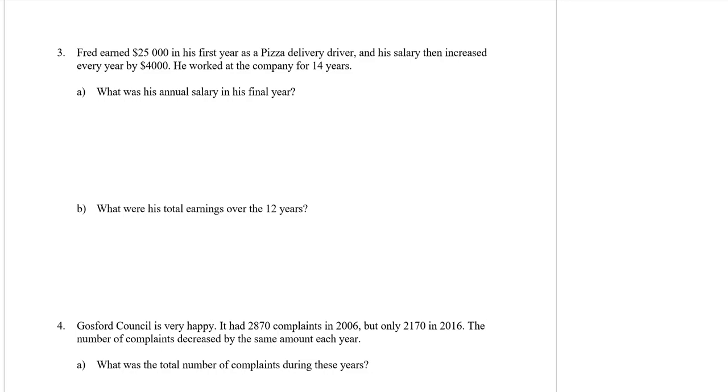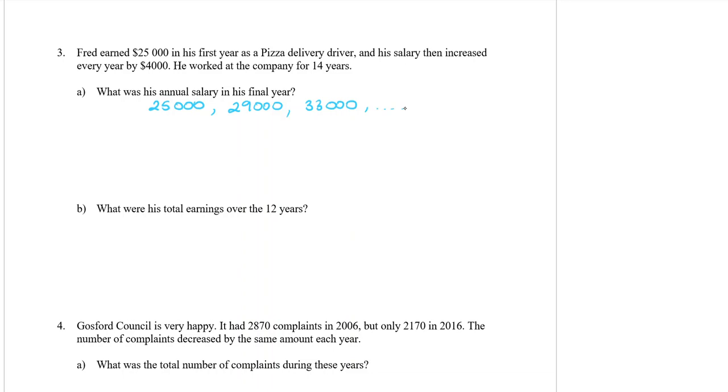Okay, so this is a series, and the first term in my series is $25,000 because that was what he got paid in the first year. Each year his pay is increasing by $4,000. So the second year he's going to get paid $29,000. In the third year he's going to get paid $33,000. And then just put some dots there. Going to keep adding on $4,000, and that's what his pay is going to be increasing to each year.